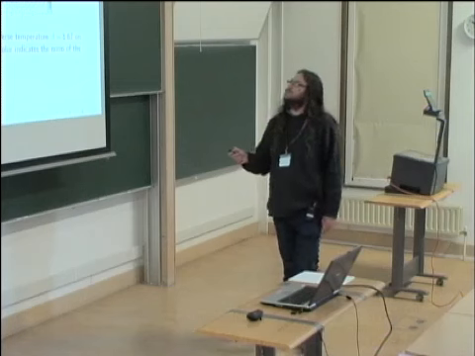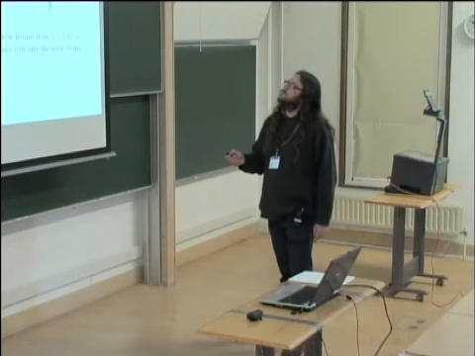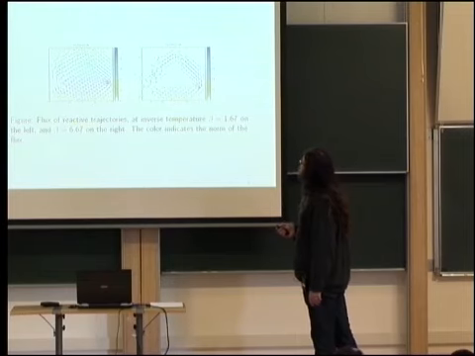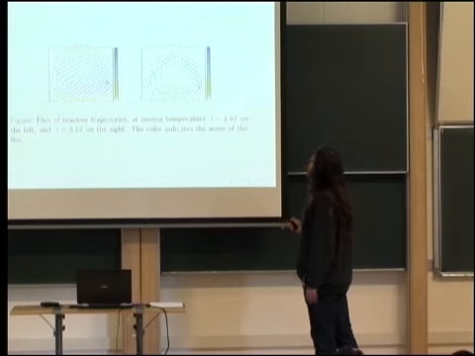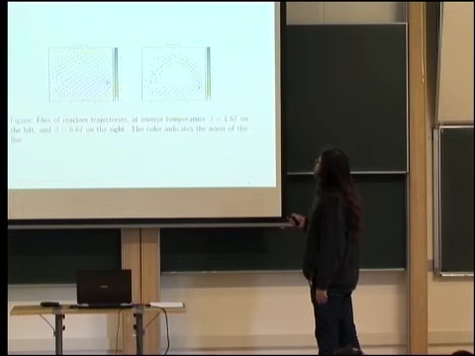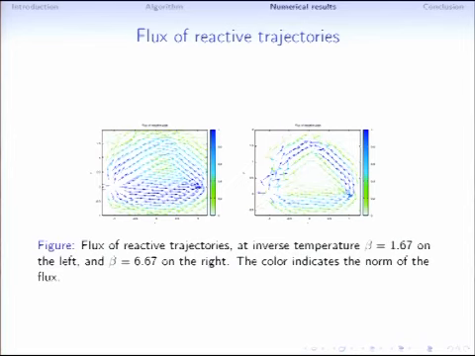And here again you can see a very different picture for small beta. We have trajectories here and here. The flux is greater where it is dark blue than where it is light on the scale here. And if we increase beta, then the flux here is very small, and the trajectories go more this way.